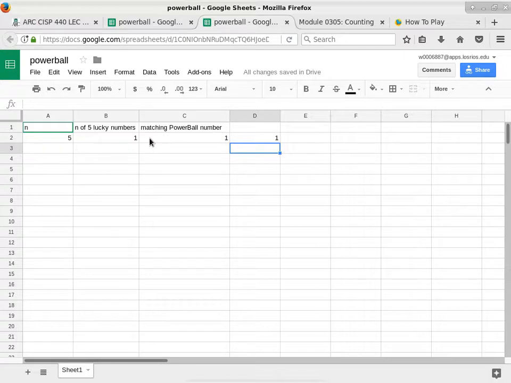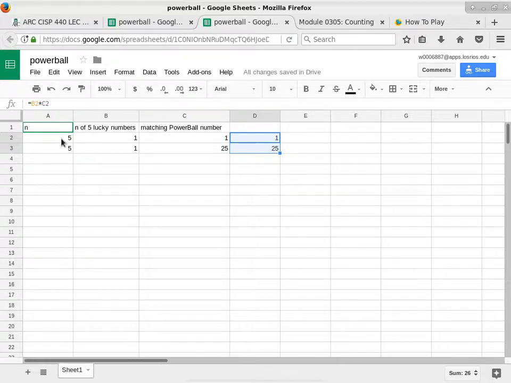Okay, let's look into the case where we still want n to be 5, and we can just copy this one. But this time I don't want to match the Powerball number. So how many ways can I not match the Powerball number? The Powerball is chosen from 26 numbers. 25, very good. So we got 25 here, and so the product is 25.